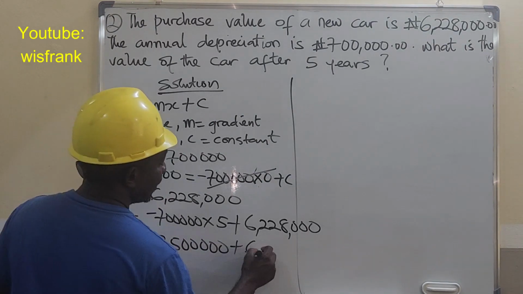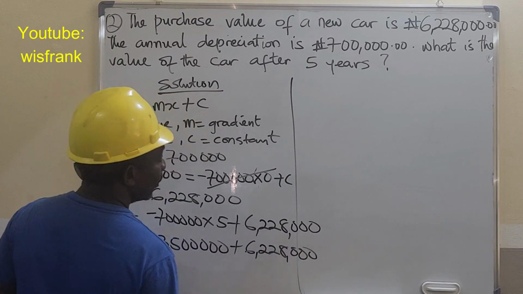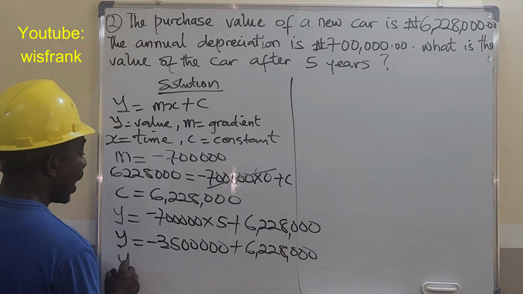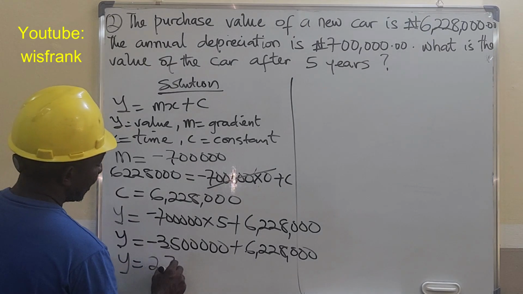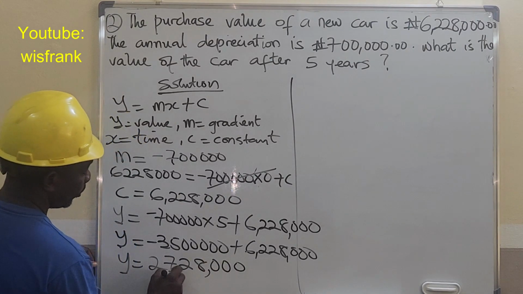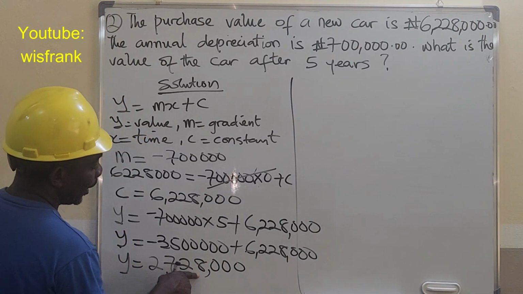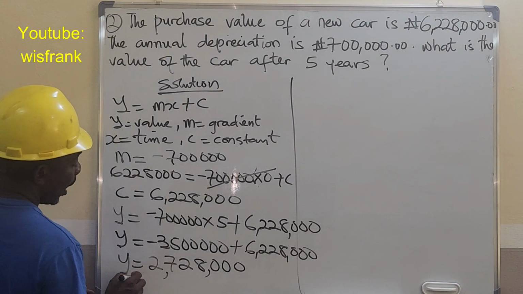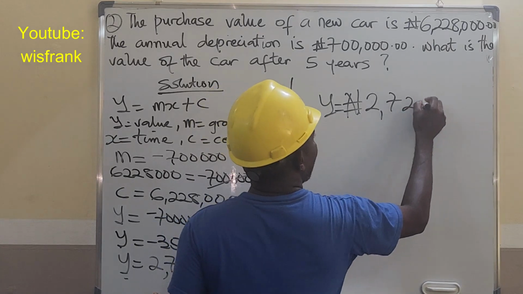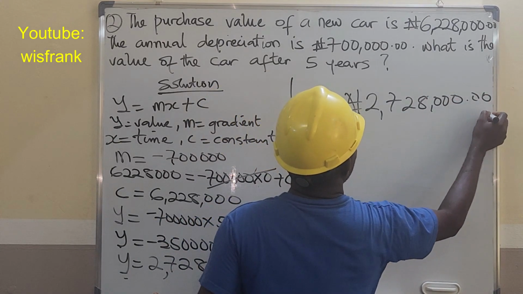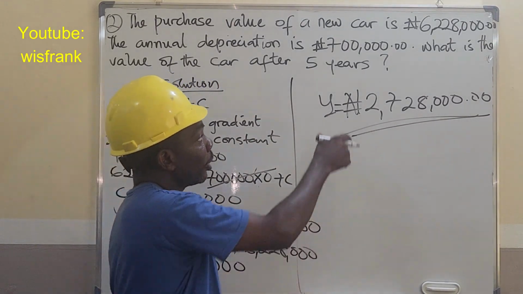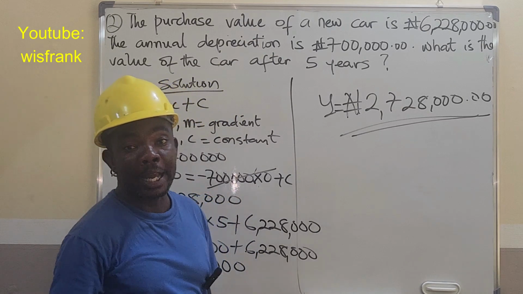When we multiply this, y equals 5 times 700,000, which is minus 3,500,000, plus 6,228,000. When we add this, this will give us y equals 2,728,000 naira. So our value of y here equals 2,728,000 naira. This is the value of the car after 5 years of purchase, with the depreciation value of 700,000 naira per year.